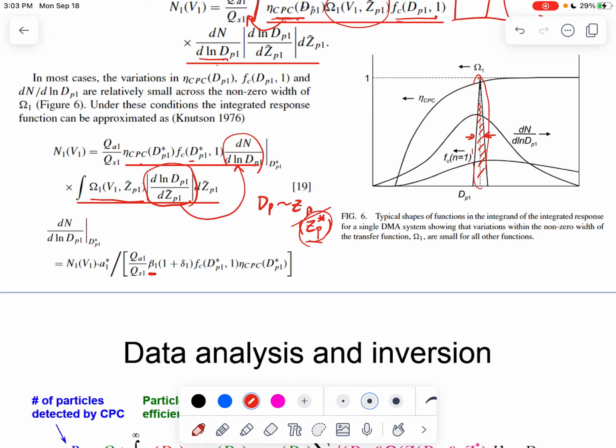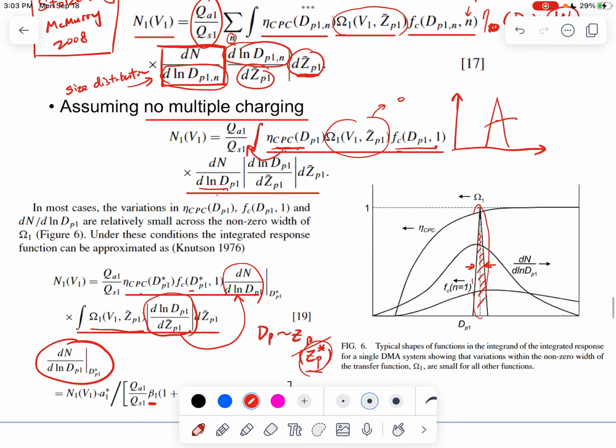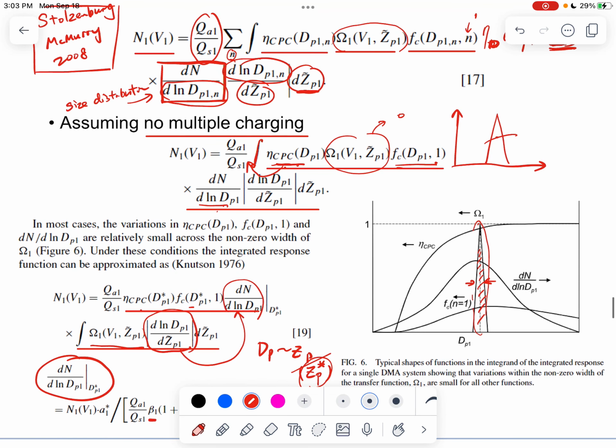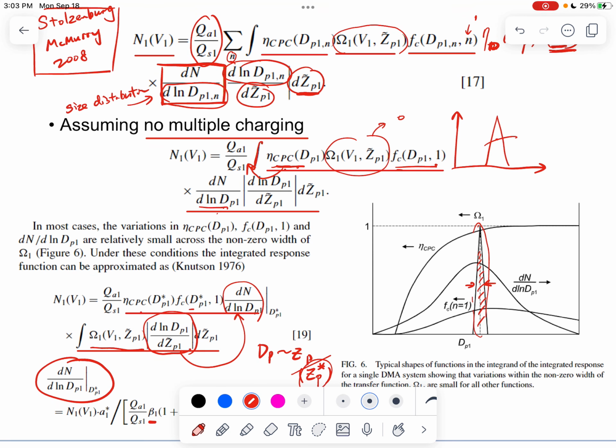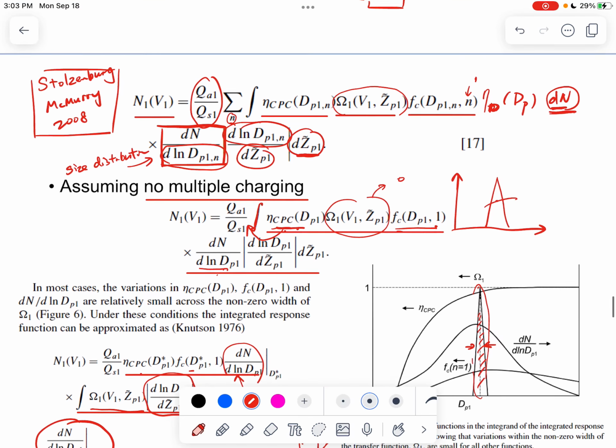Okay, so basically you get this beta out, and then by further rearranging it, you can get the size distribution. So this is a relatively simple way to do the data inversion, but you can see a critical problem is that it ignores the multiple charging, right? Although this is a relatively straightforward way to calculate it, right?